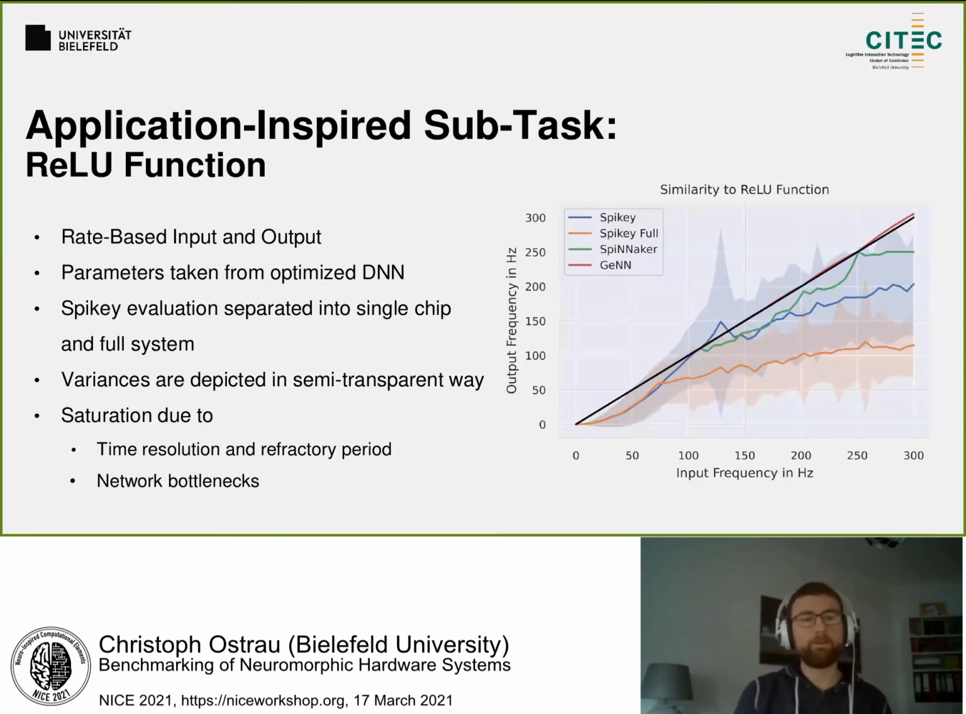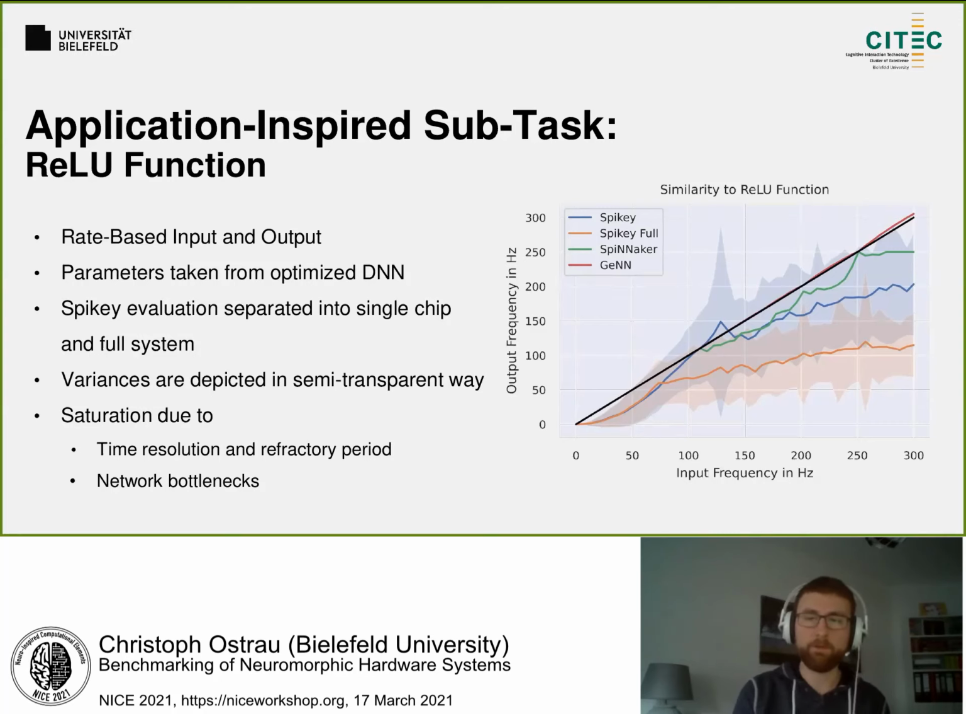Another application-inspired subtask is related to the conversion of rate-based deep neural networks. This conversion process relies on the resemblance of the activation function of individual spiking neurons to the ReLU activation function. And here you see that this is more or less the case for the SpiNNaker 2 simulation, up to something like 250 hertz. It also depends a bit on the parameters in use.